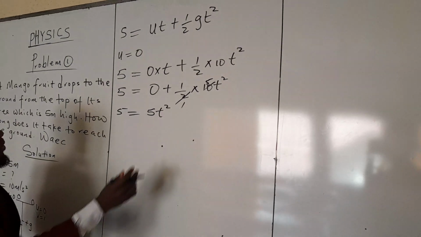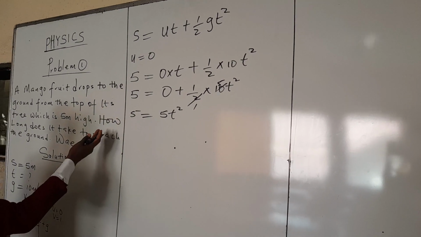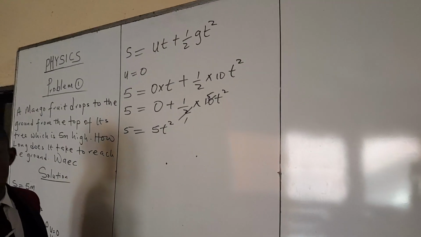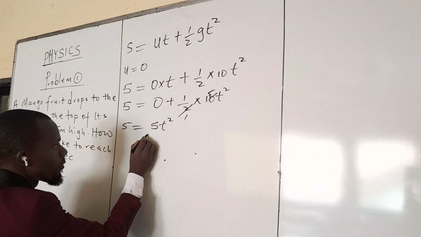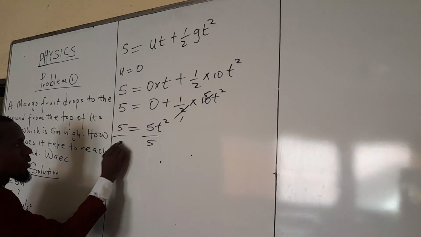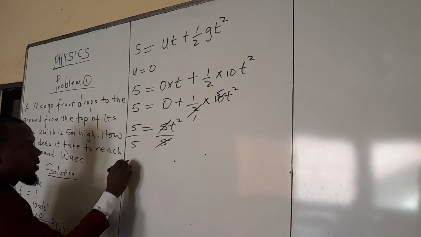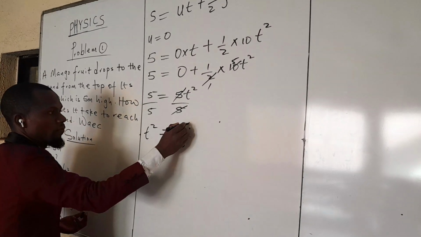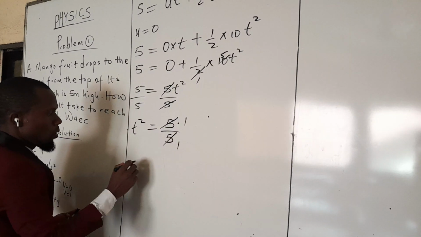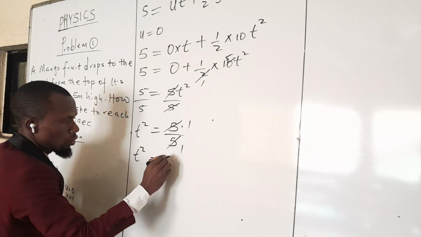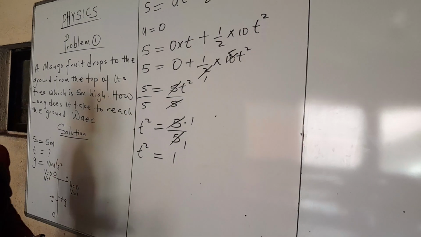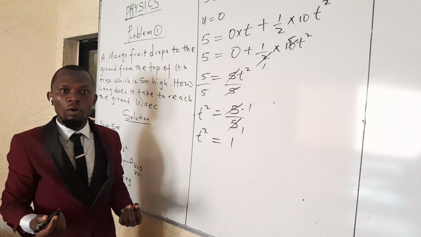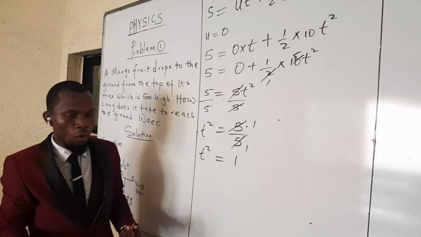Remember, I'm looking for t, because how long does it take is time. I'll divide both sides by the coefficient of t squared, which is 5. So 5 will go, 5 will go. My t squared is equal to 5 over 5, so 5 cancels itself, and t squared is equal to 1. Remember, I'm not looking for t squared, I'm looking for t.